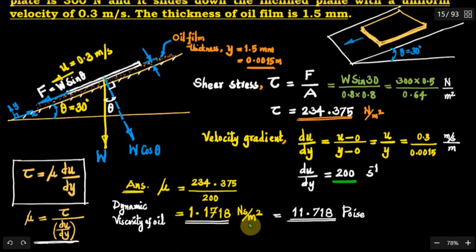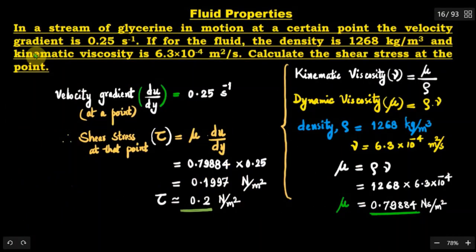1.1718 Newton second per meter square, or in poise, if you convert, that will be 11.718 poise, because 1 Newton second per meter square is equal to 10 poise. So 1.1718 Newton second per meter square is equal to 11.718 poise. Our next numerical problem.